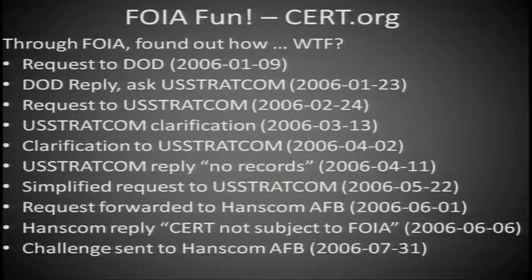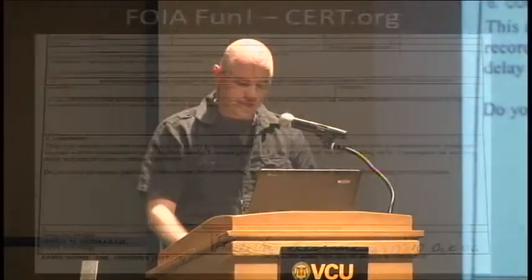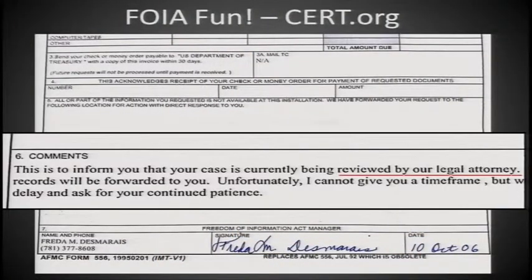Then Hanscom says, hey, we're not subject to FOA. It's like, well, wait a minute. All I asked was, how much money does the government give CERT? Nothing else. That is definitely under FOA guidelines. I can ask that, and they're supposed to answer it. So they sent off another reply, October 06, and there's the fun part. Still being reviewed by their legal attorney. Yeah.